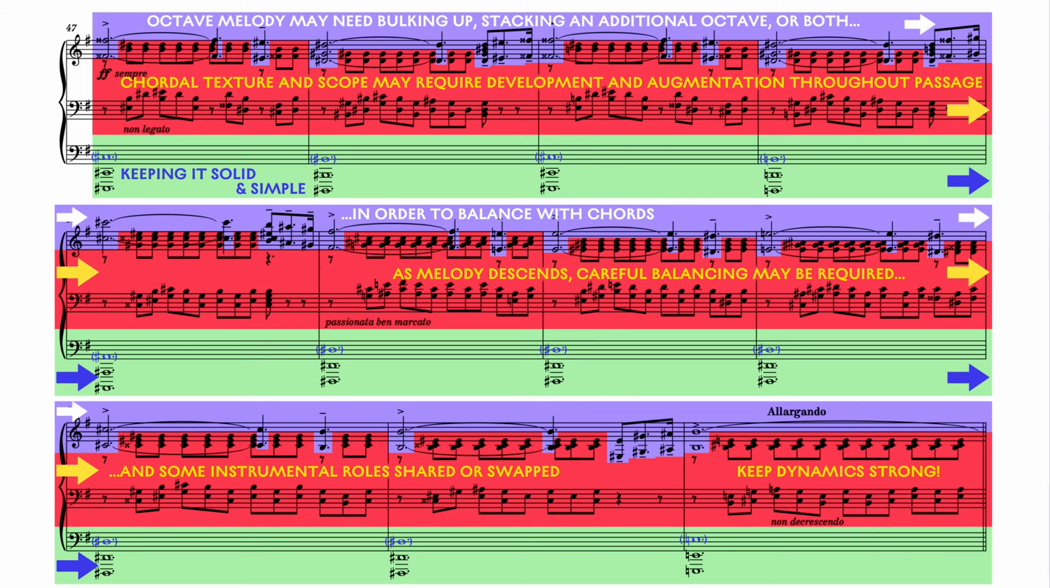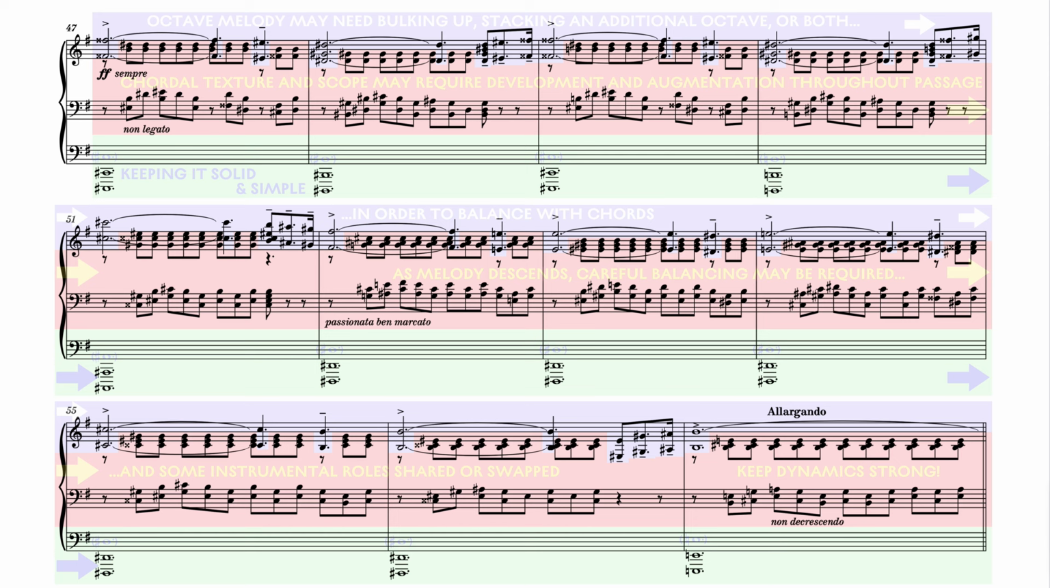So let's think about those factors while we have a listen to Violina Petrochenko's interpretation of the passage. The hammering chords, the octave melody, and the low bass octaves, each requiring careful scoring in order to preserve both their impact and their narrative.